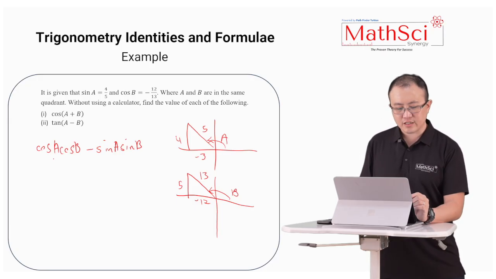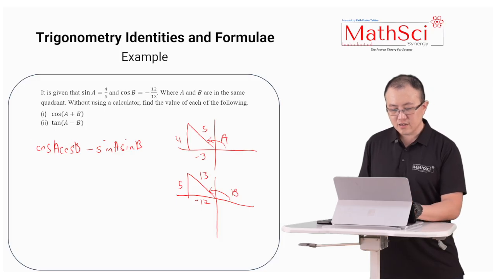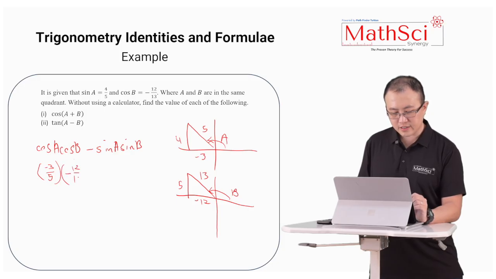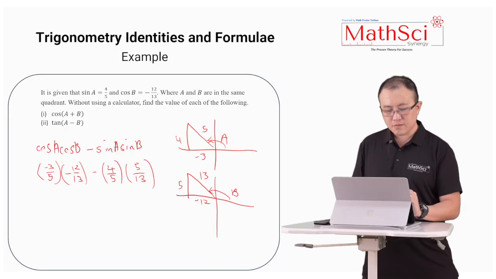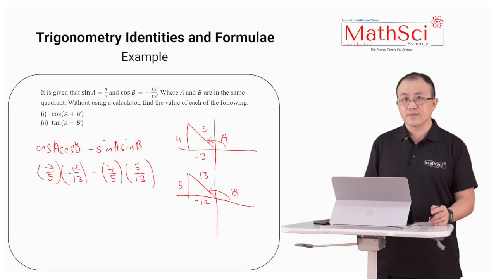Then from here, I can put in my cos A now. We look at the first diagram. Cosine A will be minus 3 over 5. Then what about cosine B? Cosine B is the bottom, which I already have, minus 12 over 13. Then the next one, my sine A, we look at the top again, 4 out of 5. Then sine B will be at the bottom, so this will be 5 out of 13. Press your calculator, you get the answer.